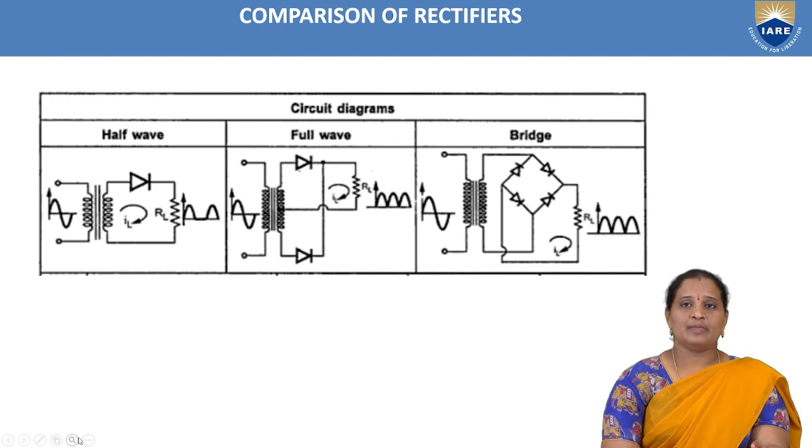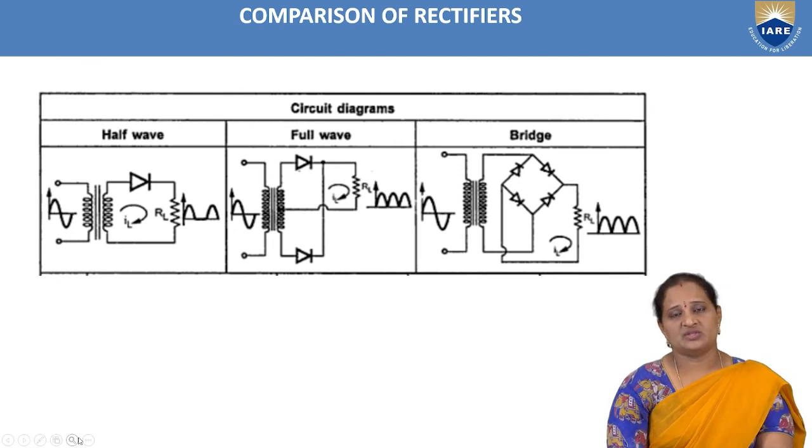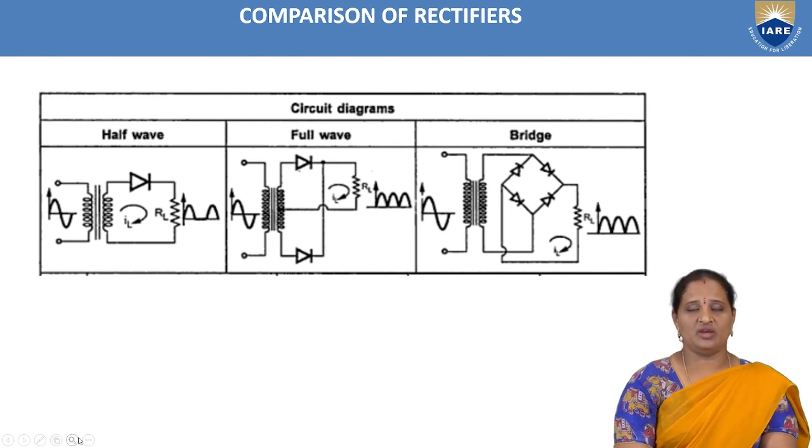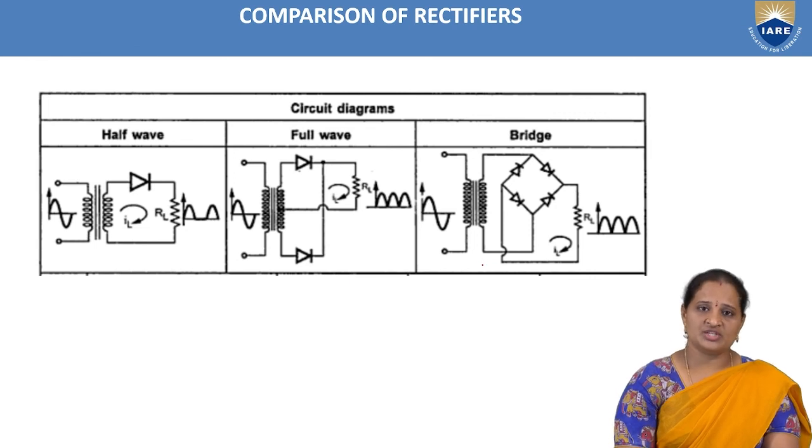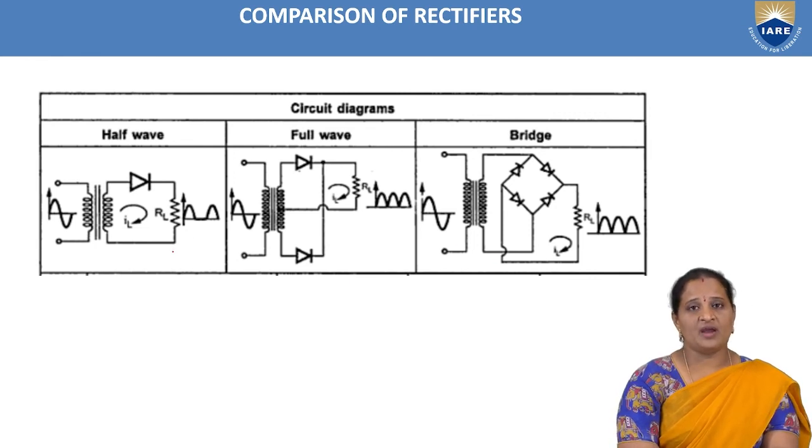Now coming to the comparison of rectifiers. As we know, there are 3 types of rectifiers: half wave rectifier, full wave rectifier, and bridge rectifier. These are the differences that we can observe in the circuit configuration of half wave rectifier, center tap full wave rectifier, and bridge rectifier. In half wave rectifier, we don't have any center tapping, only a single diode is used.